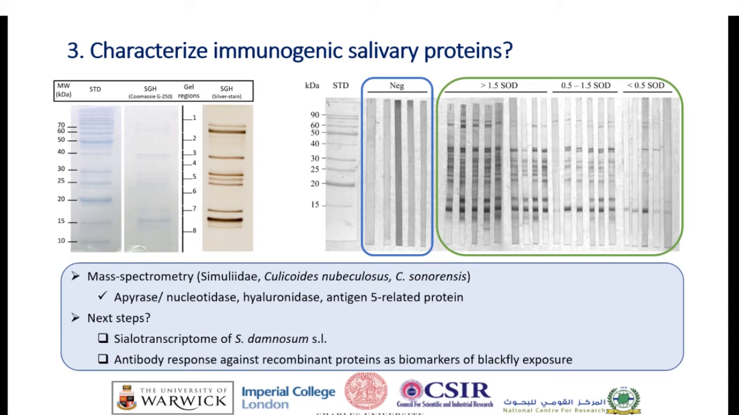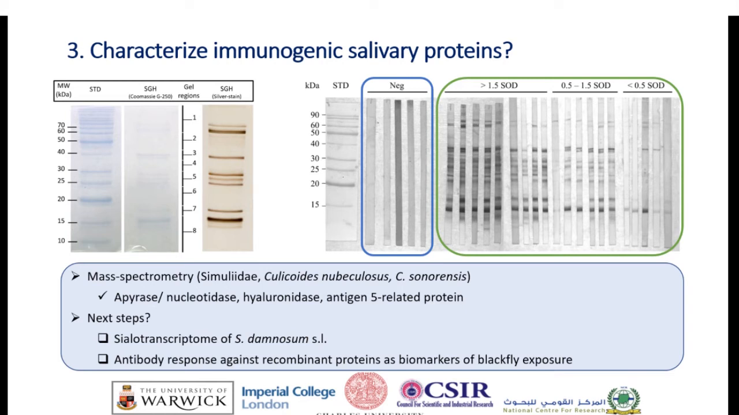In the next step, we wanted to see if we could characterize the most immunogenic proteins present in blackfly saliva. For this, we ran an SDS-PAGE in order to separate the proteins. The gel was then stained by 2 different staining methods, which you can see on the left: Coomassie and a silver stain were performed. Then several bands were cut from the gel and subjected to mass spectrometry analysis.